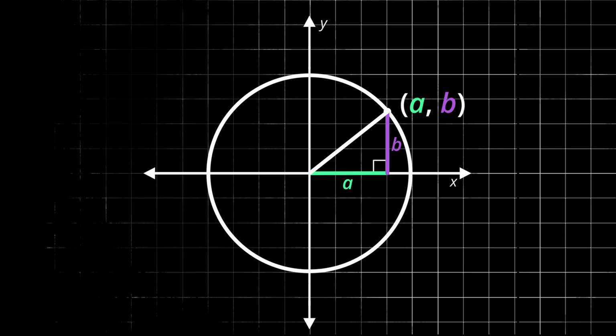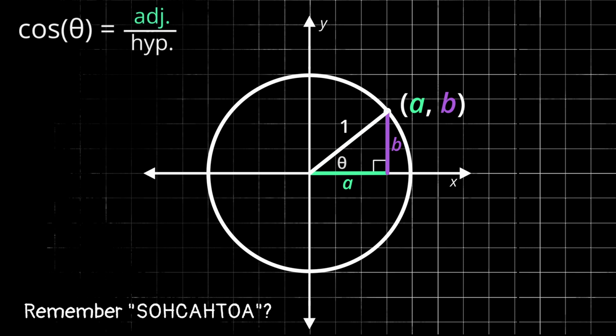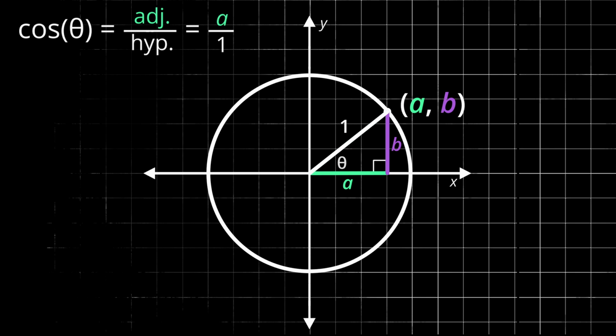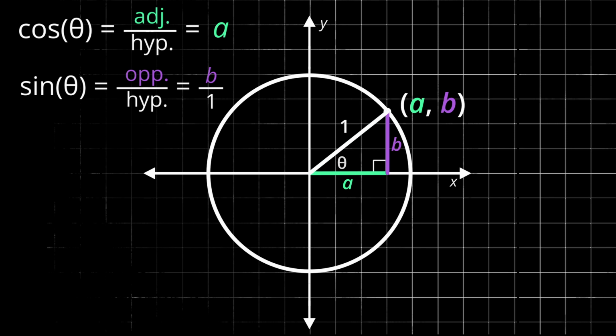We know the lengths of the legs, but do we know the length of the hypotenuse? Remember that this circle has a radius of 1. Since the hypotenuse is a line segment connecting the center to the circumference, that makes it a radius, which means it has a length of 1. Now, to find the cosine of this angle, which we will label as theta, we take the length of the adjacent side a divided by the length of the hypotenuse 1, which is a, the x-coordinate of our point. To find the sine of this angle, we take the length of the opposite side b divided by the length of the hypotenuse 1, which is b, the y-coordinate.